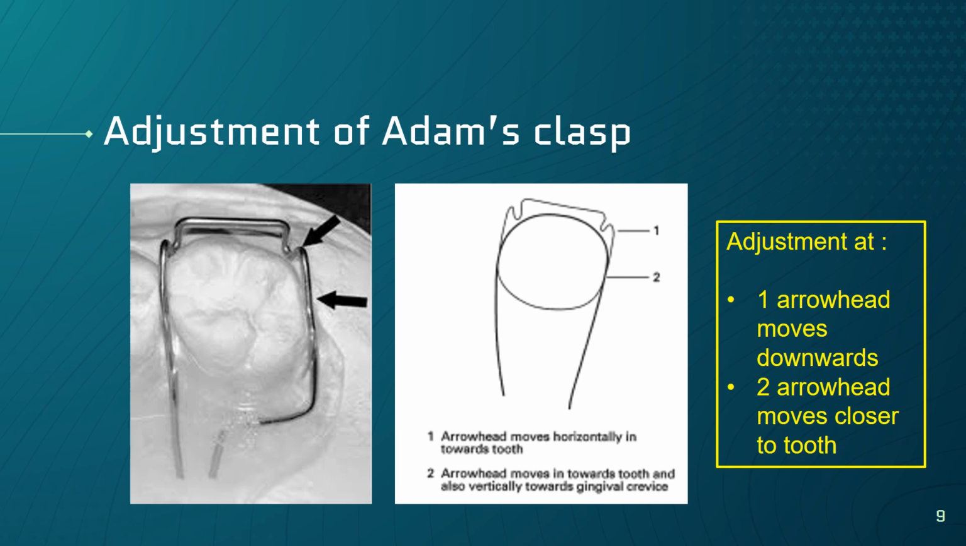Now, how is an Adams clasp adjusted? It can be adjusted at two positions. The first position is at the arrowhead, and the second position is at the flyover arm where it just emerges from the acrylic. Adjusting the arrowhead causes the arrowhead to move closer towards the surface of the tooth, whereas adjusting at the flyover arm causes the clasp to move downwards.